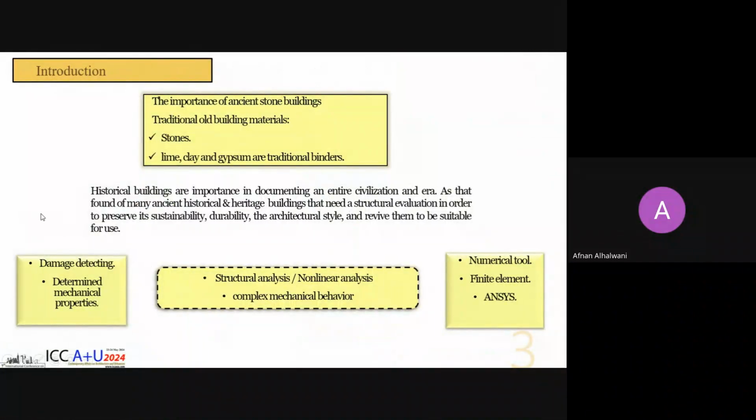The idea of the paper is that historical buildings are important in documenting an entire civilization and era, as there are many ancient historical and heritage buildings that need a structural evaluation in order to preserve their sustainability, durability, and architectural style, and to revive them to be suitable for use.